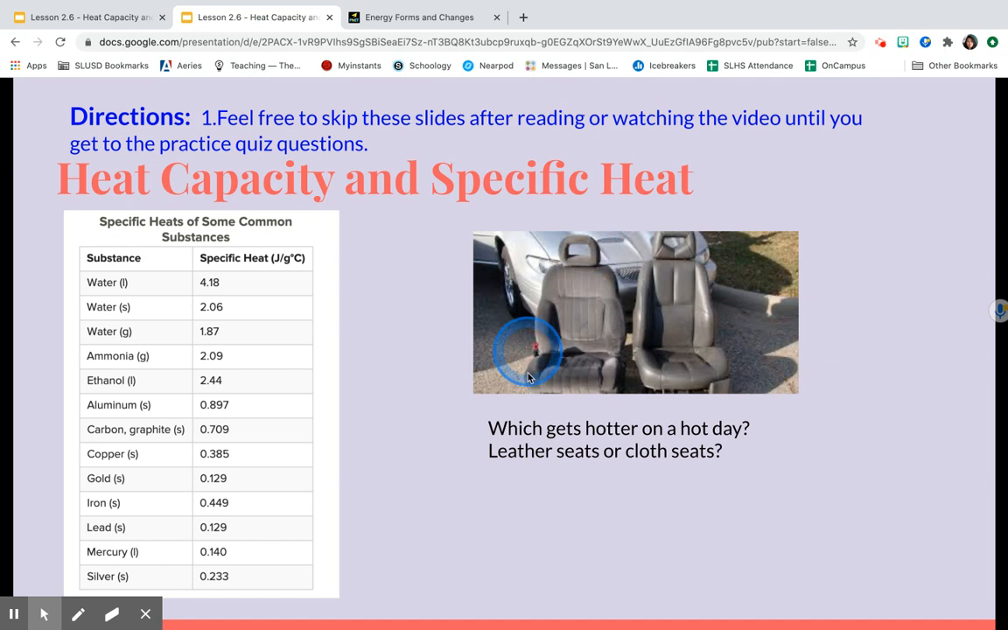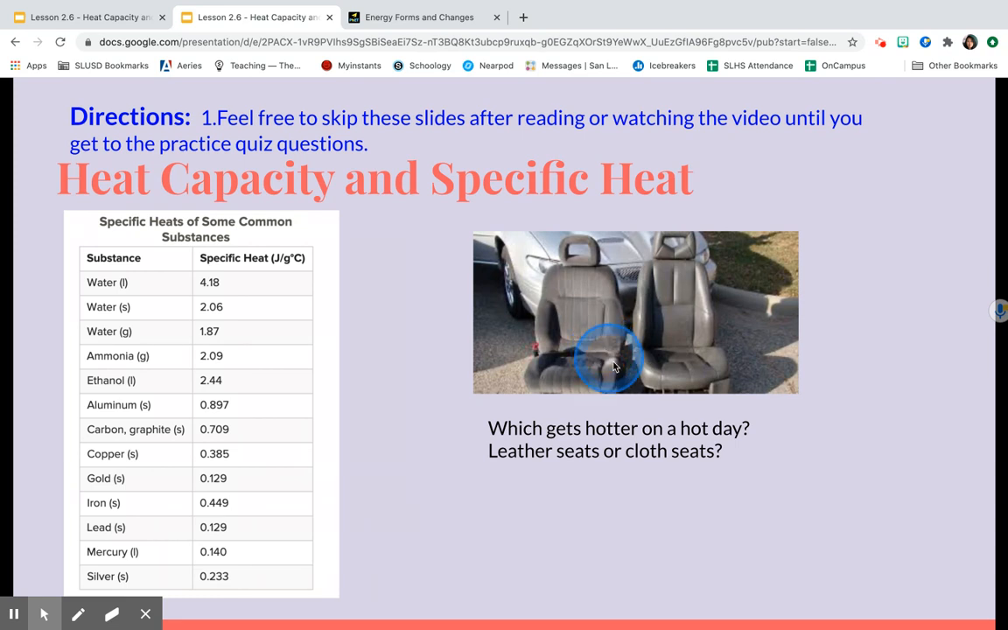So for example, instead of talking about the different definitions, what if I asked you this? Which gets hotter on a hot day? Let's say both of these seats were in the sun for 1 hour. I have a cloth seat and a leather seat. Which one would be hotter after sitting in the sun for 1 hour? I'm guessing a lot of you are going to say leather seats, right? Leather seats have a lower heat capacity or specific heat than cloth seats.